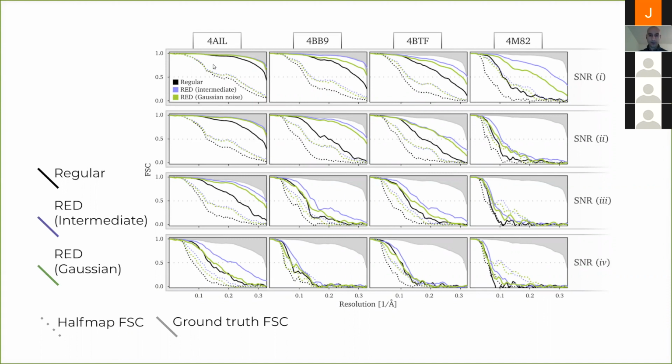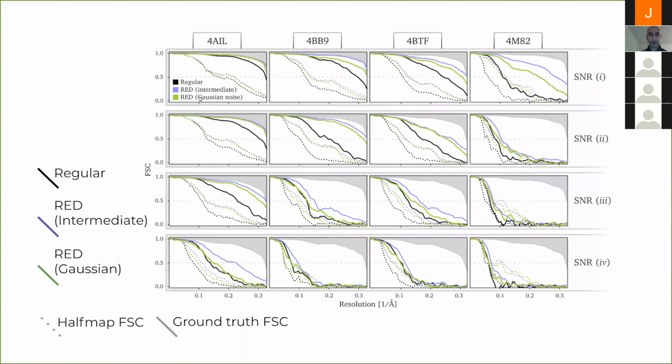And these curves show the FSC at different resolutions for comparing to the ground truth. So the solid line here shows comparing to the ground truth, and the dotted lines here show comparing the two half maps. If you compare the correlation between the two half maps that I also mentioned.